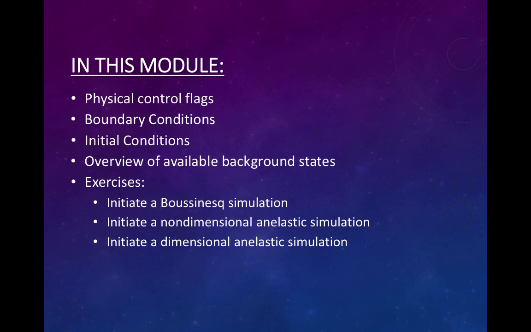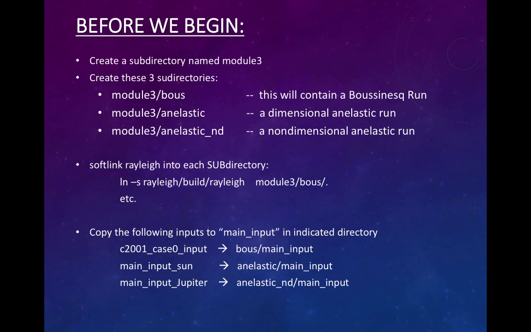Okay, so before we begin, there's a little bit of prep work here. So the first thing we want to do is we're going to make a module 3 directory, and we're going to copy 3 different input files, and we're going to create 3 directories within it. And we're going to copy the indicated input files from input examples into those directories.